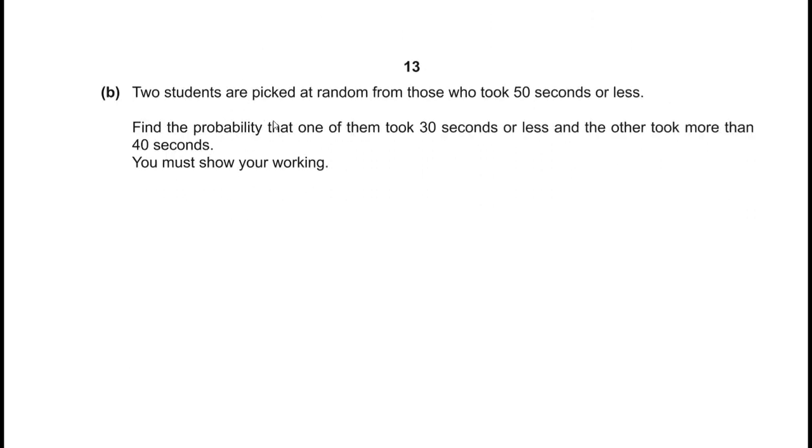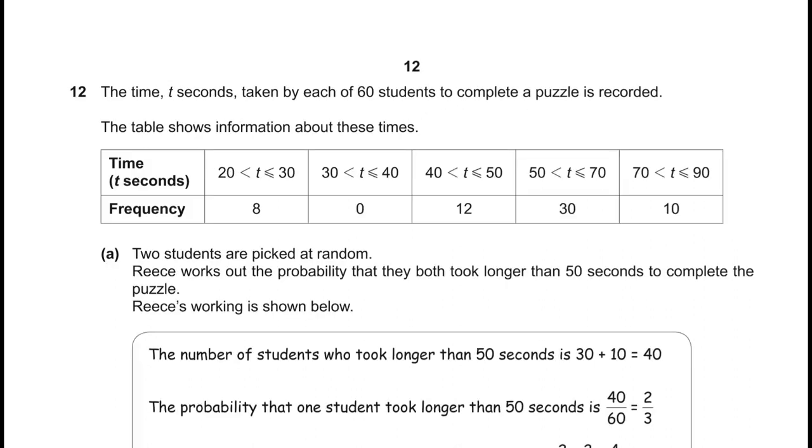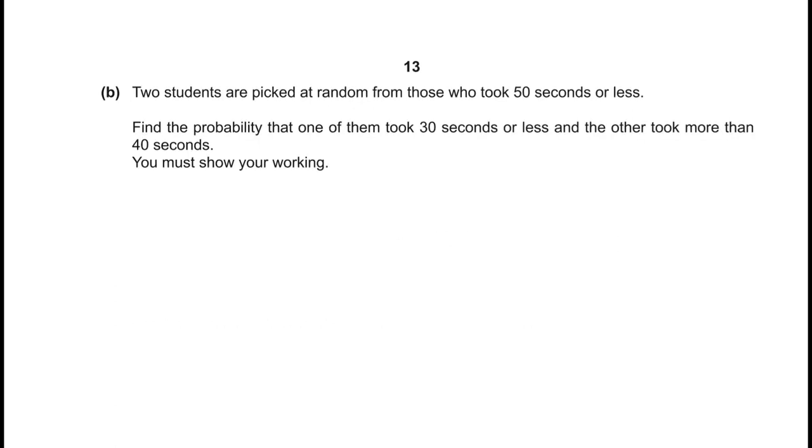Part B, 2 students are picked at random from those who took 50 seconds or less. We have to find the probability that one of them took 30 seconds or less and the other took more than 40 seconds. You must show your working. Well, how many students took 50 seconds or less? That's 8 plus 0 plus 12, which is 20. So we've got 20 students who took 50 seconds or less.